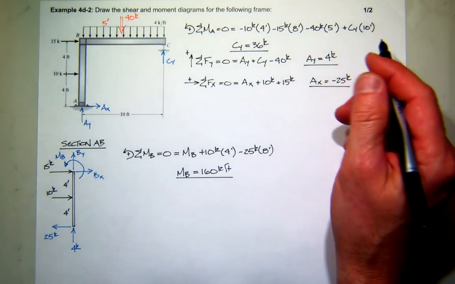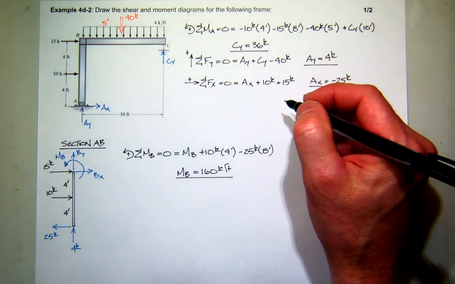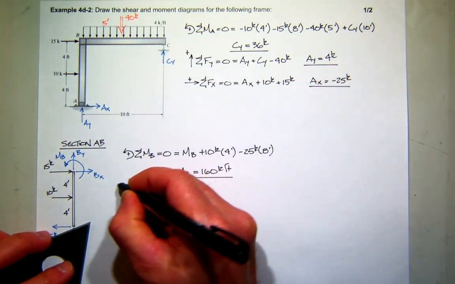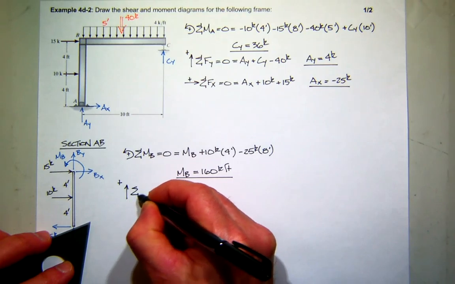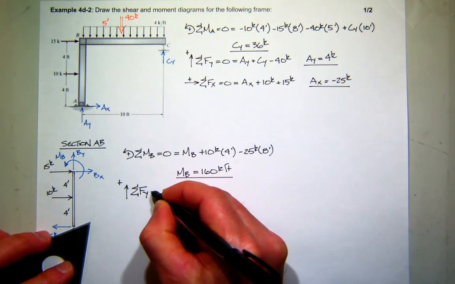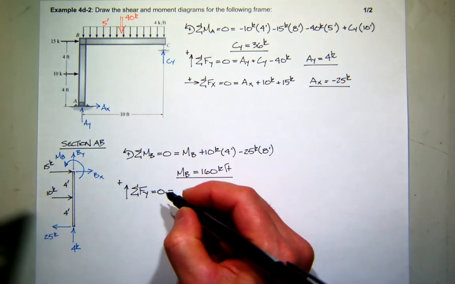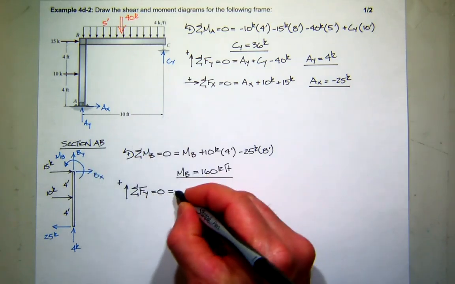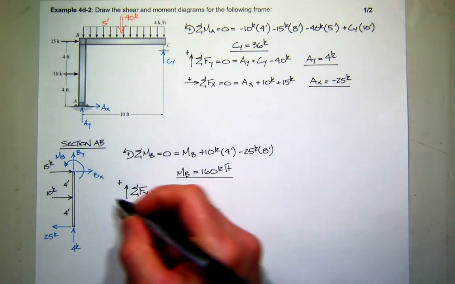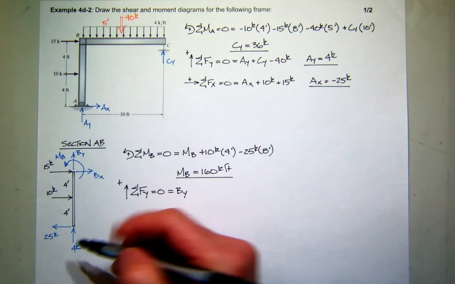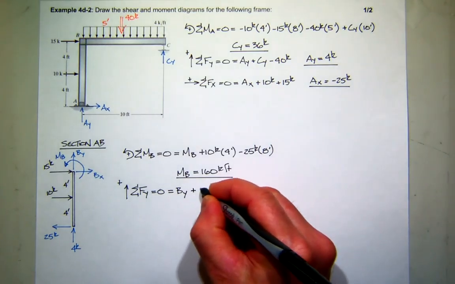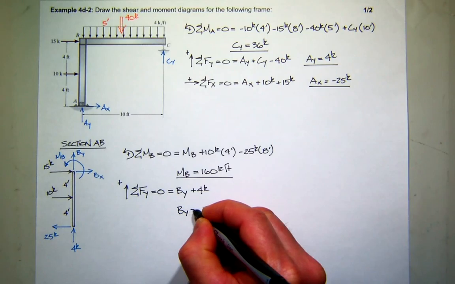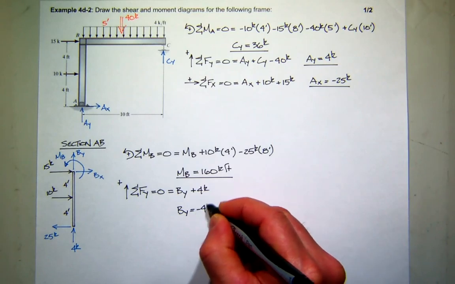Mr. Ryan, what would you do next? If we sum the forces in the y direction and make sure they're in equilibrium, what do we have in the y direction? We've got BY, which is up, and 4, which is also up. So that's easy. BY is negative 4.